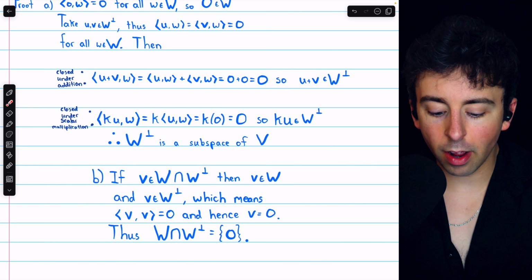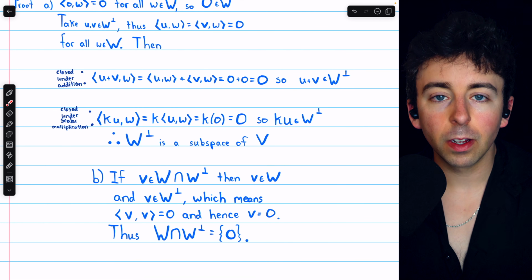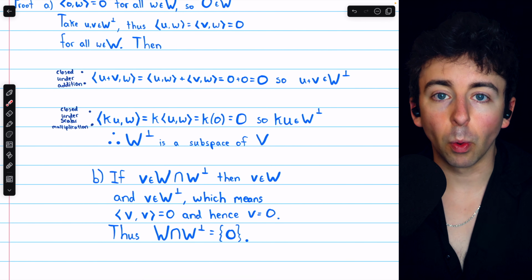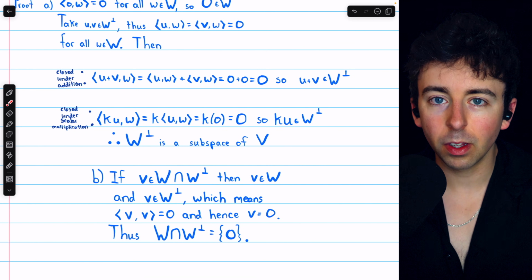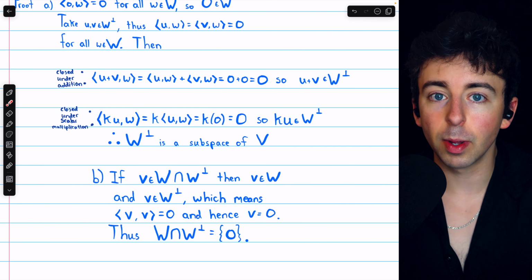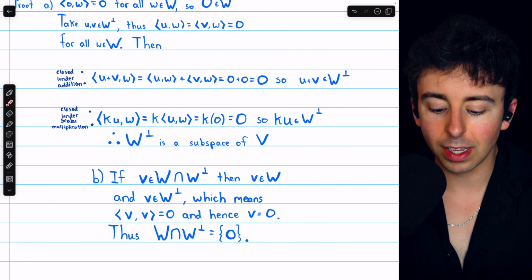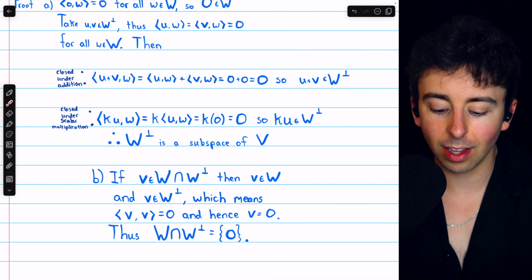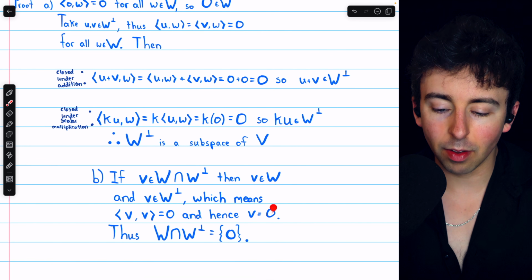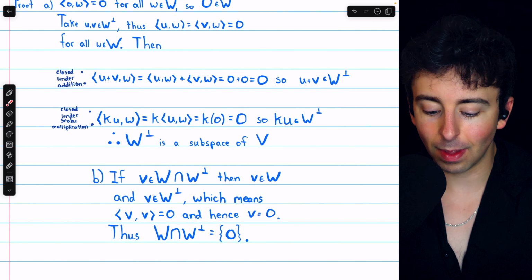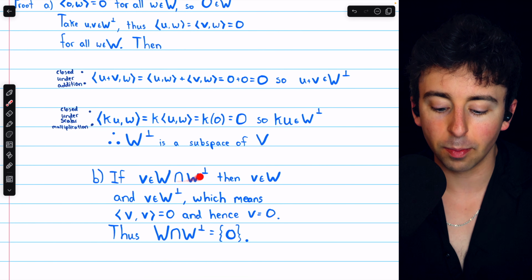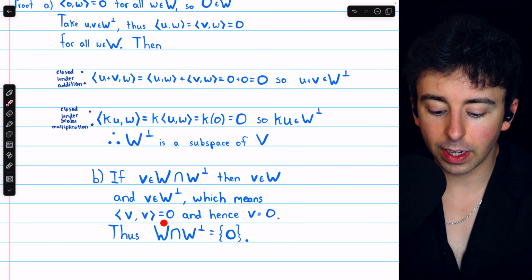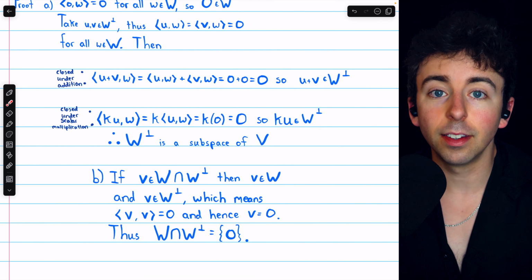And this means that the inner product of V with V must equal 0, because V is an element of W, and it's also in the orthogonal complement. So V must be orthogonal to every vector in W, but V is a vector in W, so V has to be orthogonal to itself. So the inner product of V with V has to be 0, but we know that the only time that happens, that the inner product of a vector with itself is 0, is when the vector is the 0 vector. Hence, any vector that's in this intersection of a subspace with its orthogonal complement would have to be the 0 vector. So the intersection of a subspace with its orthogonal complement is the 0 subspace.